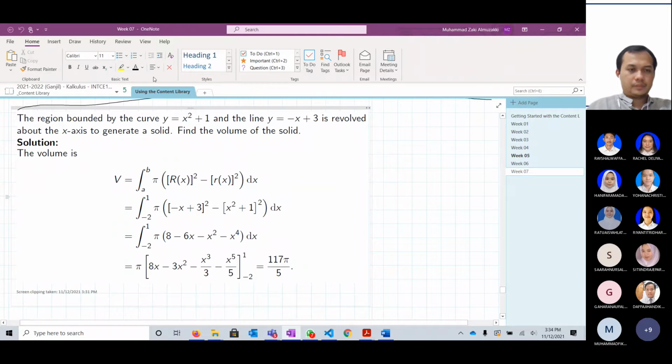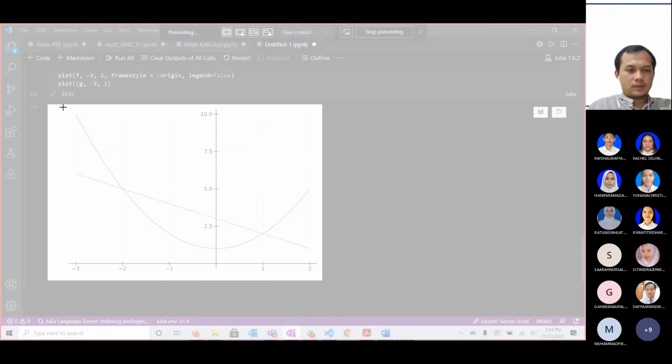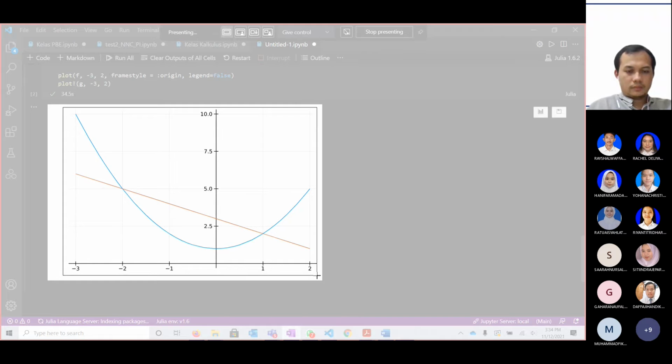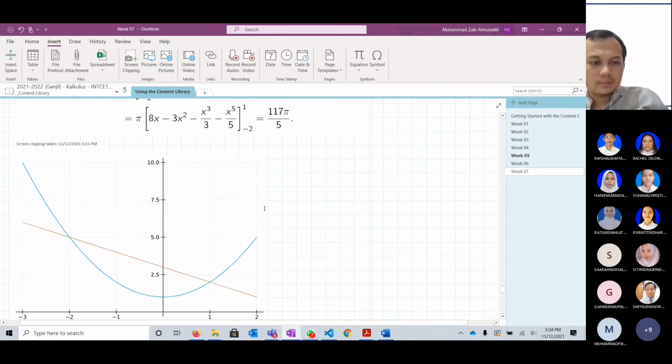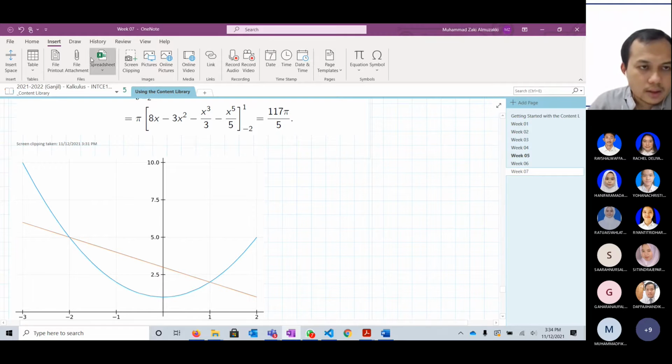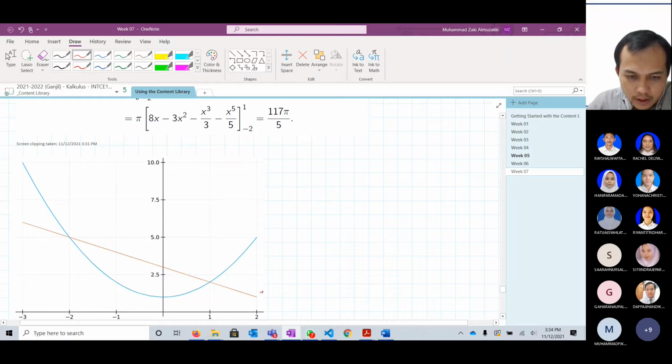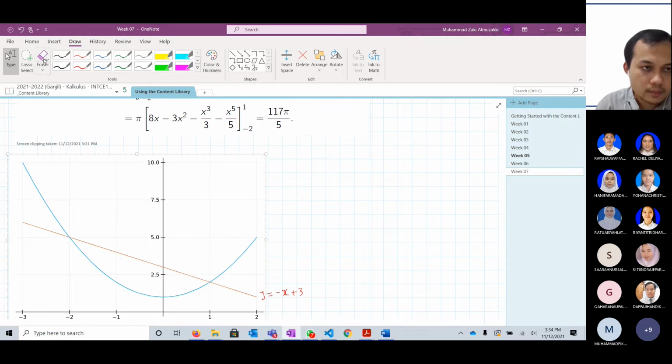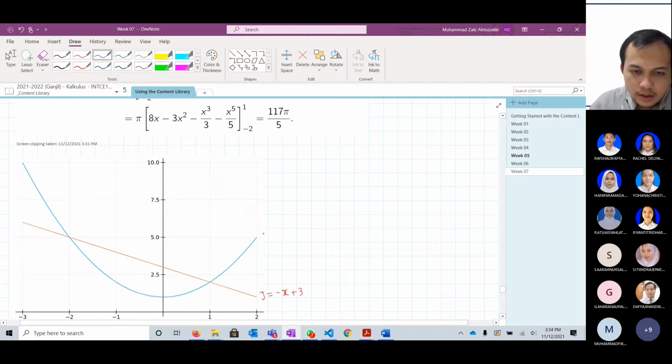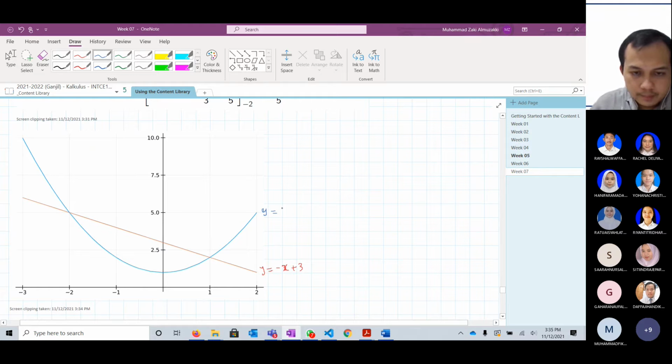Now let's just take this plot. So here we have that the red one is the line y equals minus x plus 3, and the blue curve is the curve y equals x squared plus 1. Now this is the x-axis, and the y-axis.